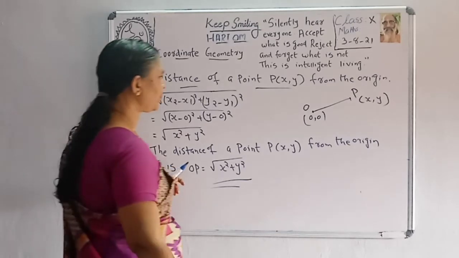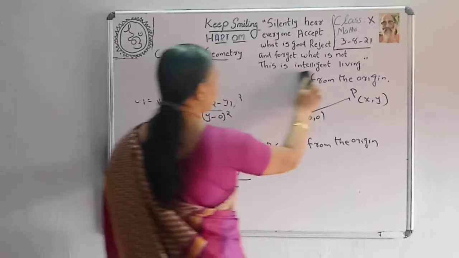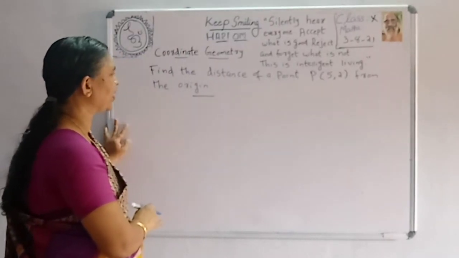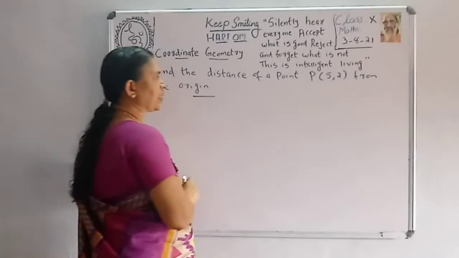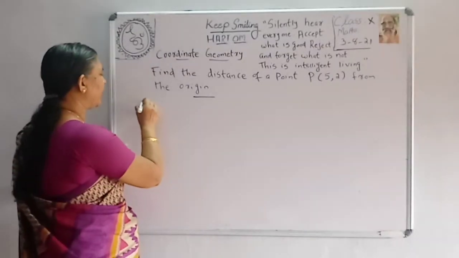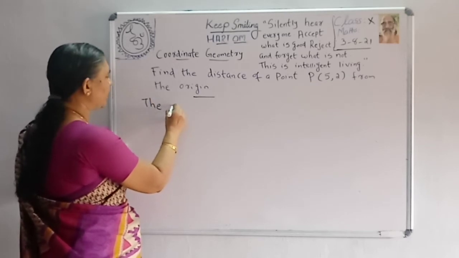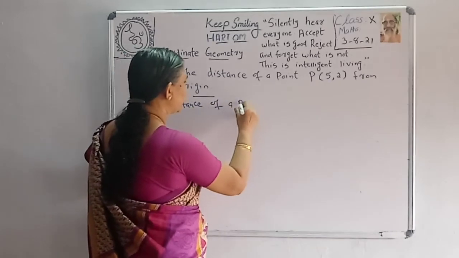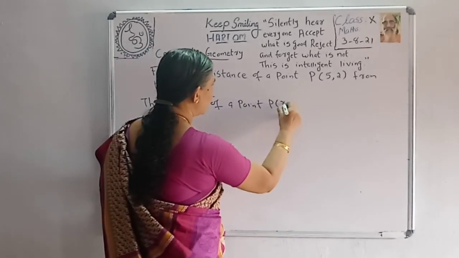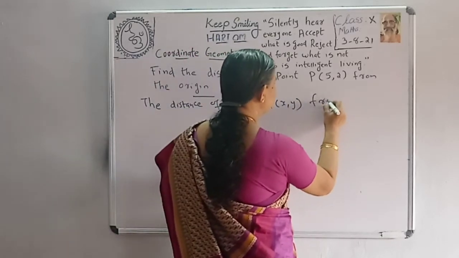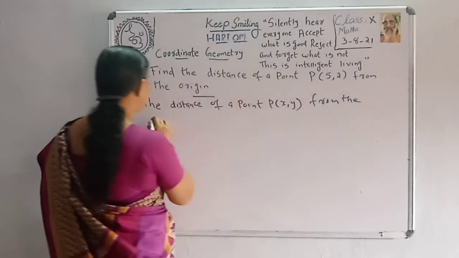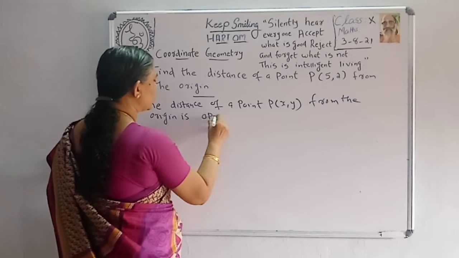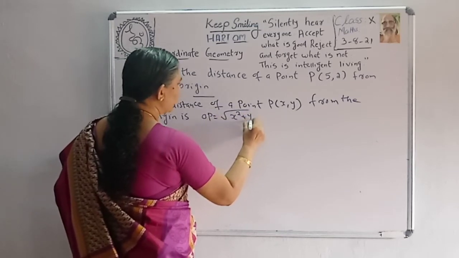Okay. Next question. Find the distance of a point P(5, 2) from the origin. Here you are asked to find the distance of a point P(5, 2) from the origin. We studied that the distance of a point P(x, y) from the origin is OP equal to square root of x square plus y square.